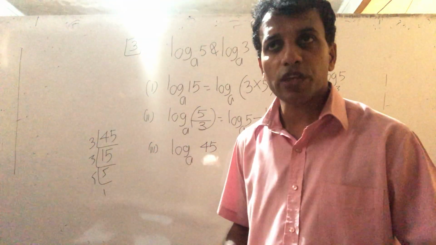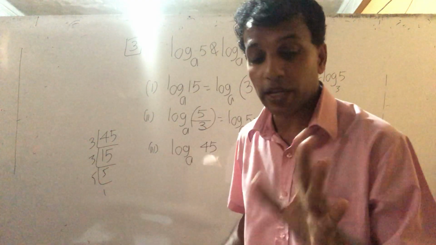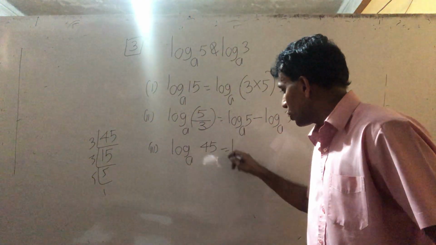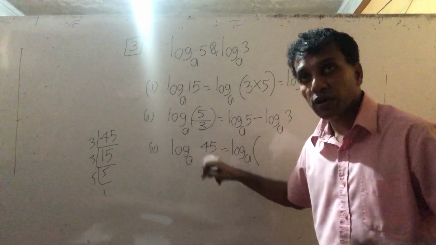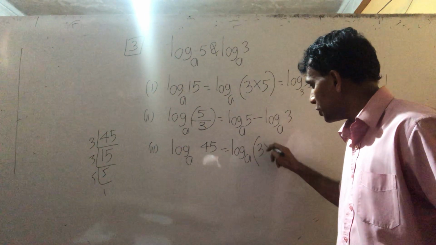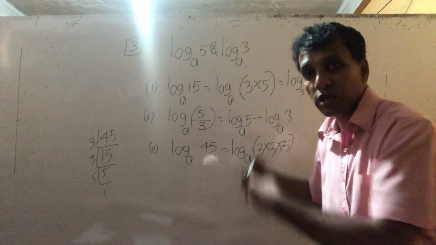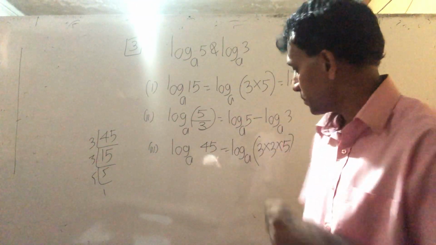So 3 into 3 into 5, I mean 9 times 5. We need the 3 and 5 only. So write logarithm base a 45 as 3 into 3 into 5. Work with me. Any problem, pause the video and recheck, clear it.